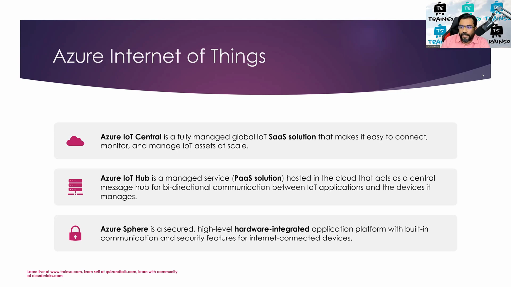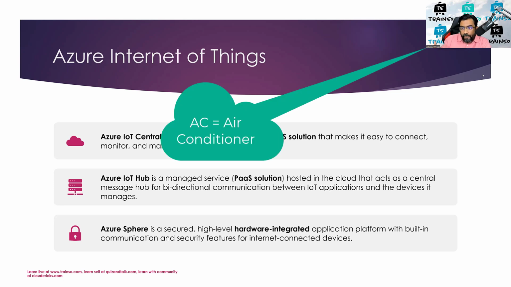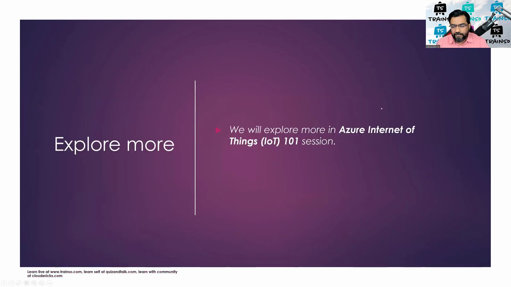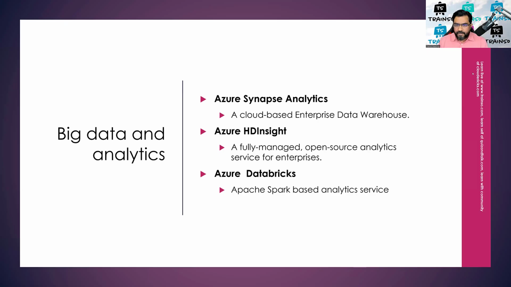So last day I was looking into an AC feature. While you are coming back from office, through Wi-Fi, you can tell your AC to switch on and then make your room cooler. And then we will have an Azure Internet of Things 101 session soon.